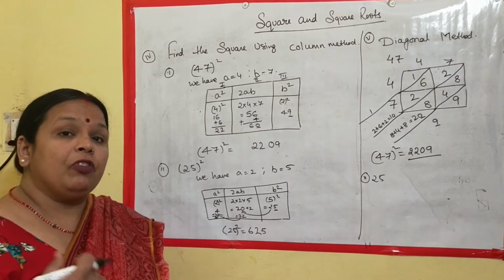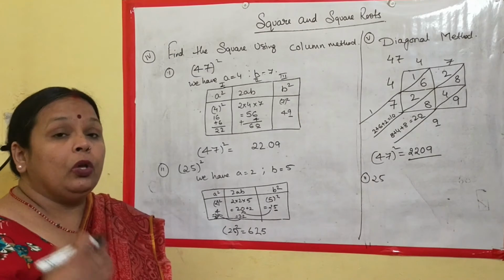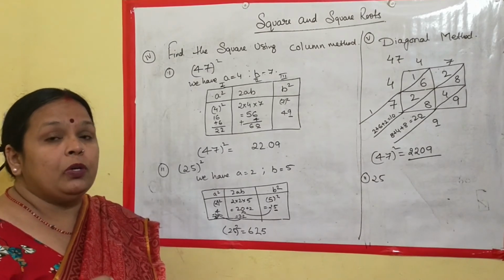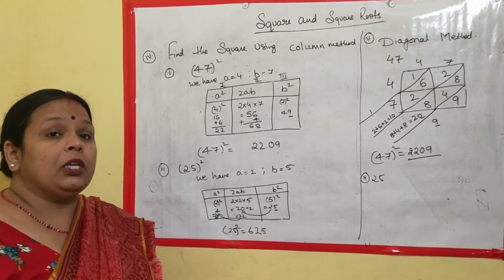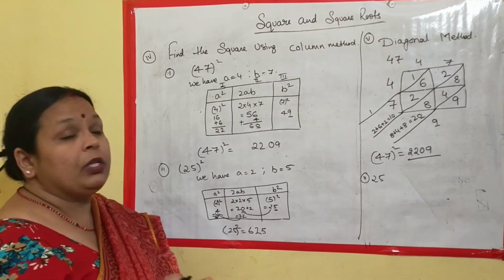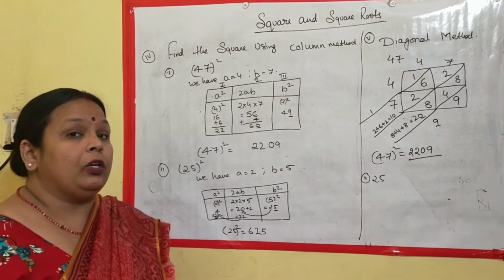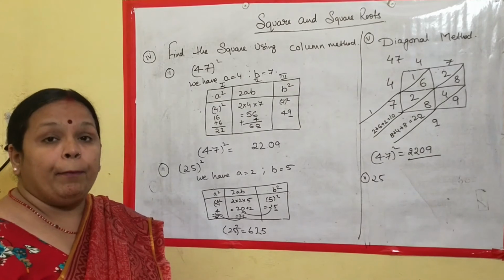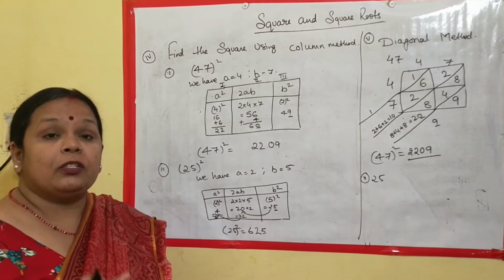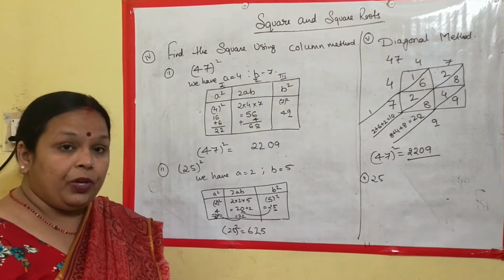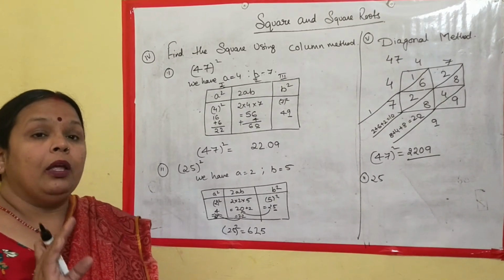Simple multiplication: multiply the number by itself using an identity, whether it be (a minus b) whole square, (a plus b) whole square, or you are expressing it as a into b and a minus b, or you use the column method or diagonal method. Whatever method you use, you are going to get the same answer. But whenever a fixed method is asked to solve, you need to stick to that method and apply the same method to solve that.